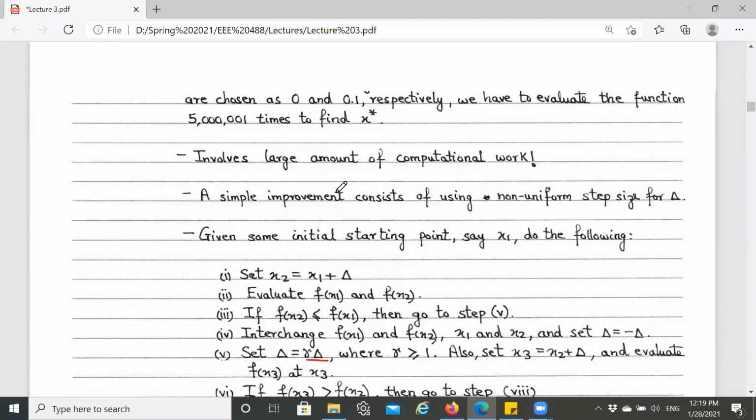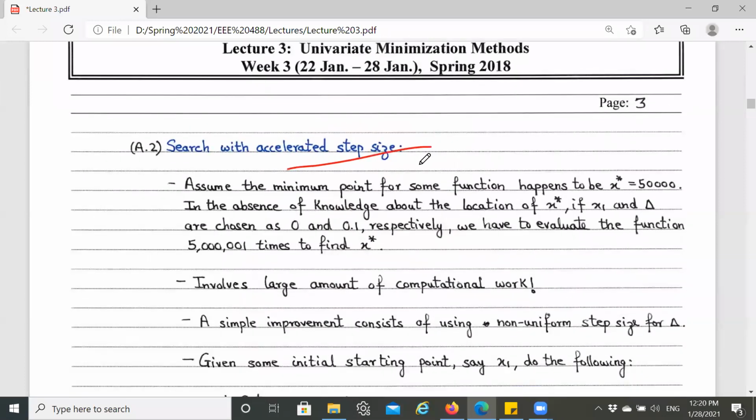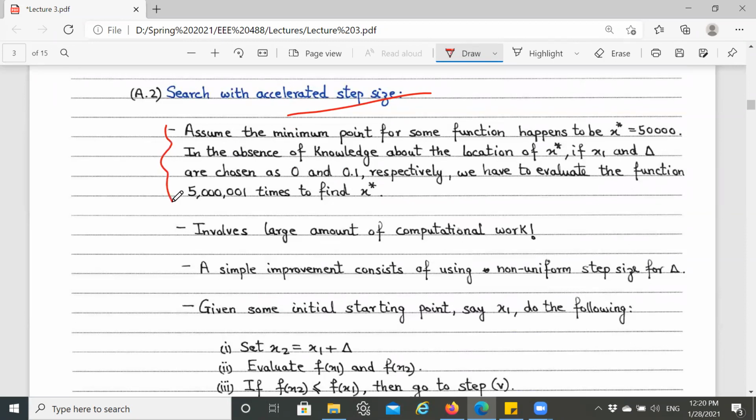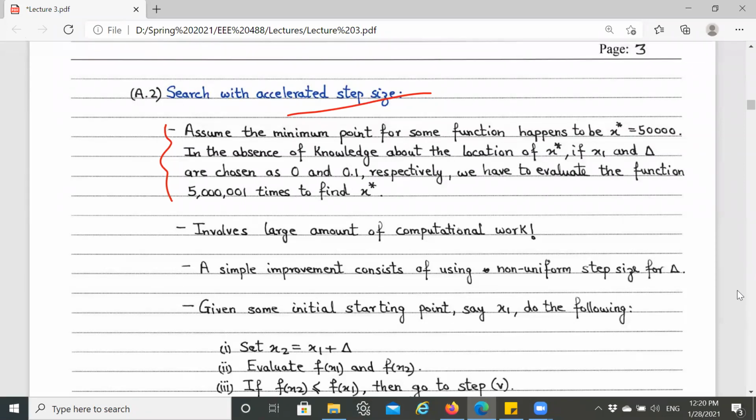So basically, the accelerated version of the unrestricted search, this is the motivation. Why do we need to accelerate the step size? I want you to read this and I'll ask you what it means. Everyone read this. I'll randomly ask one of you to explain this.